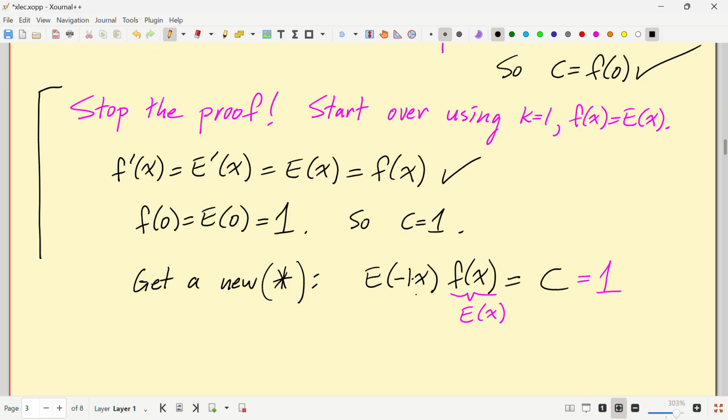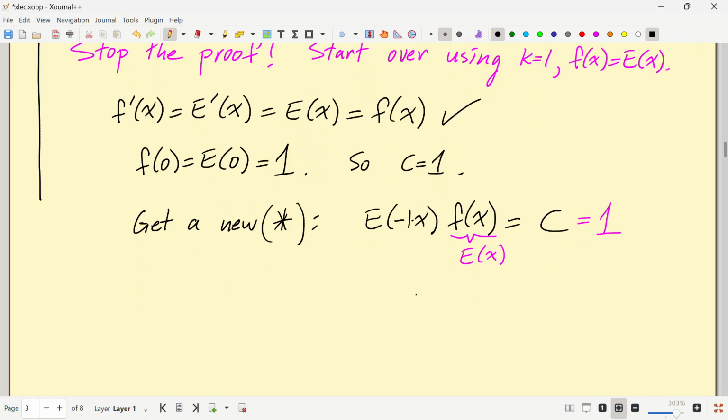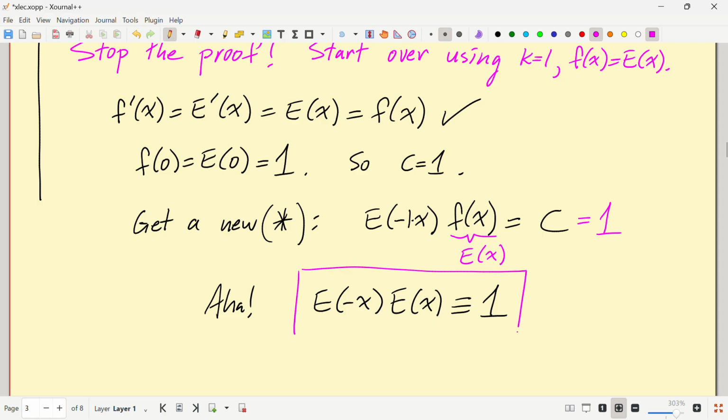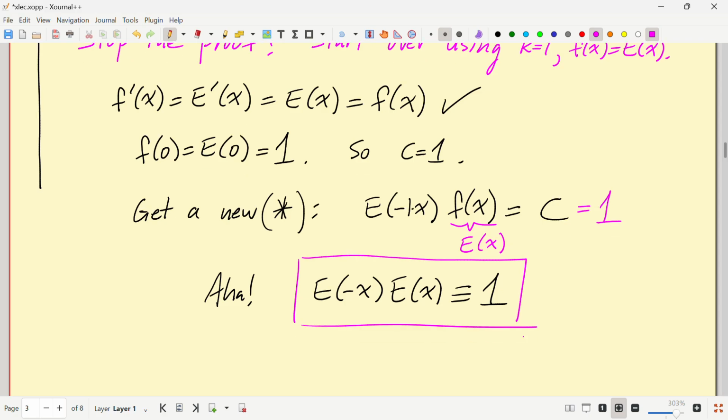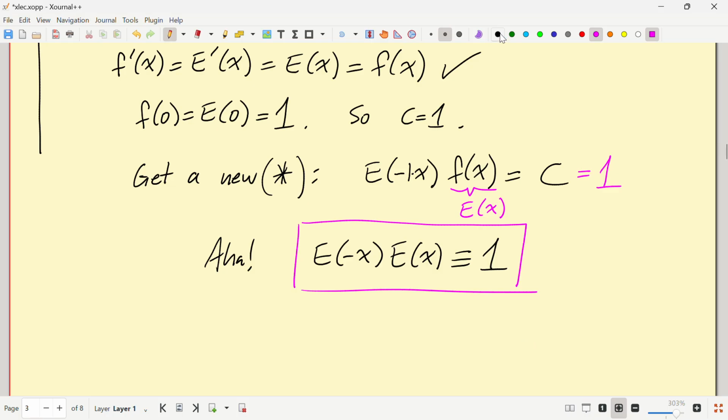And so the new star tells me, this is the great moment when you realize, aha, I get e to the minus x times e to the plus x is identically 1. Put that in a box. That has big implications. So I get a basic fact here.